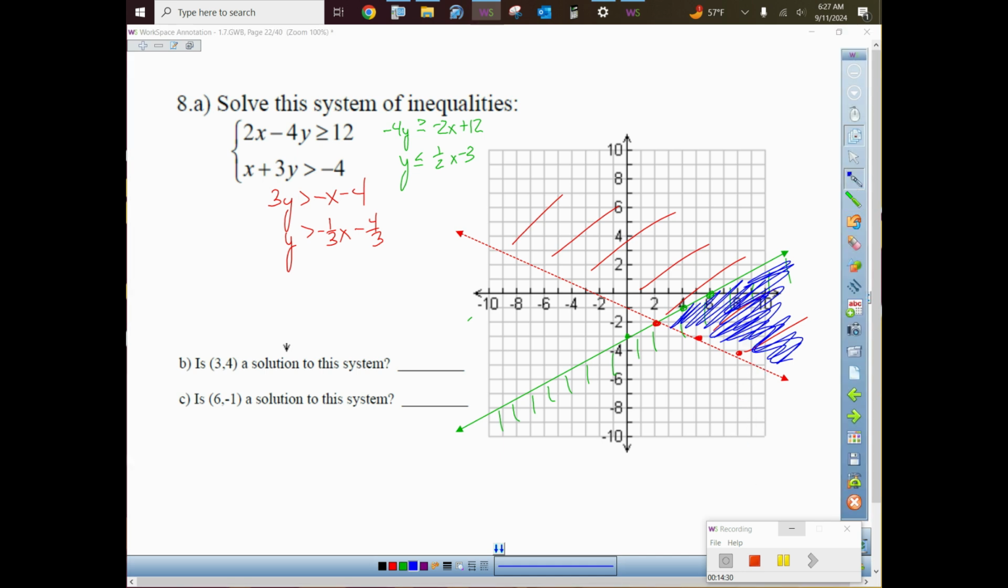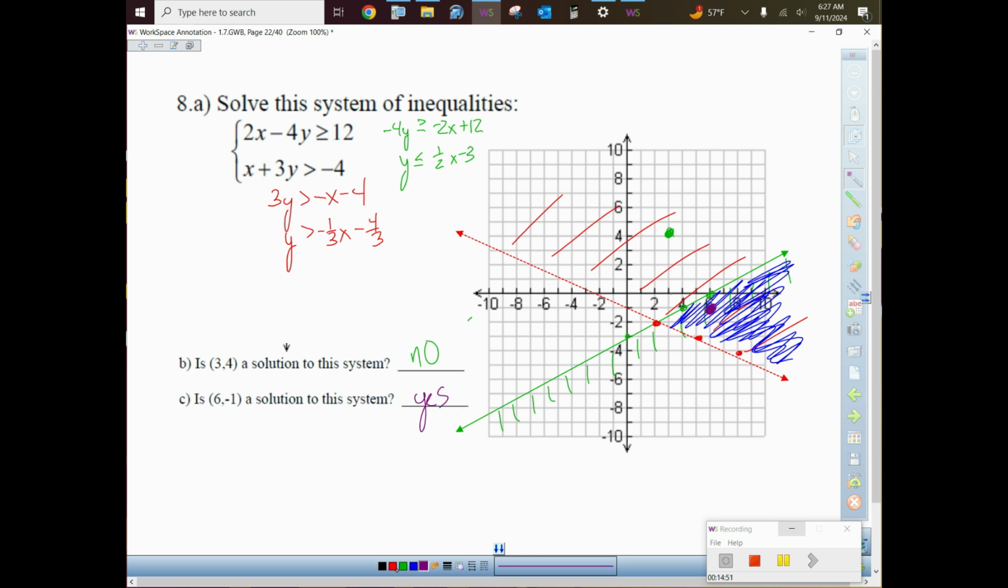Then they ask us a couple questions. Is 3, 4 a solution to this system? So 3, 4 is right here. It has to be in that blue shade, where the shades overlap. That is not in the blue shade, so that's a big fat no. Is 6, -1 a solution? Here's where 6, -1 is, this purple dot. Yes, it's in the blue shade.